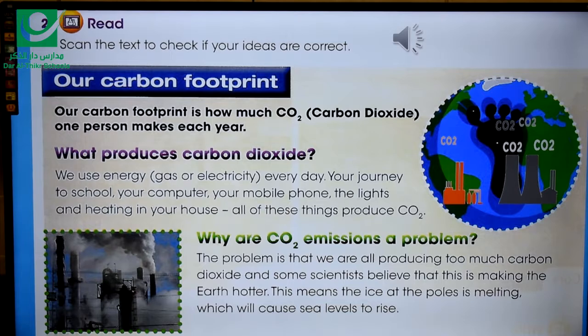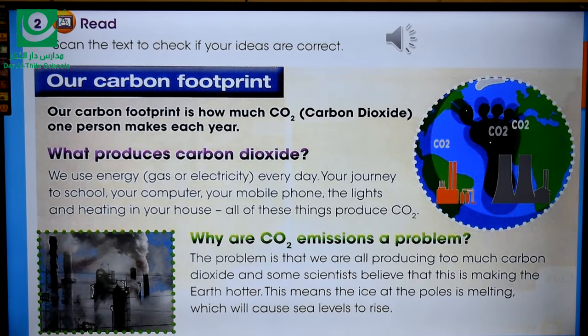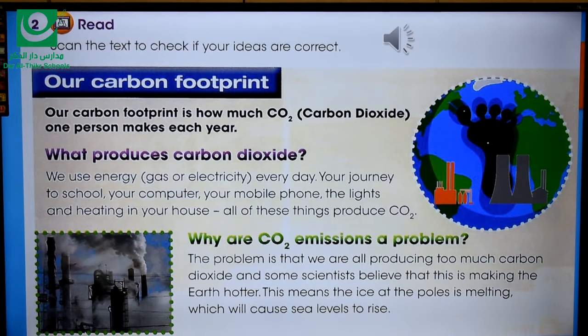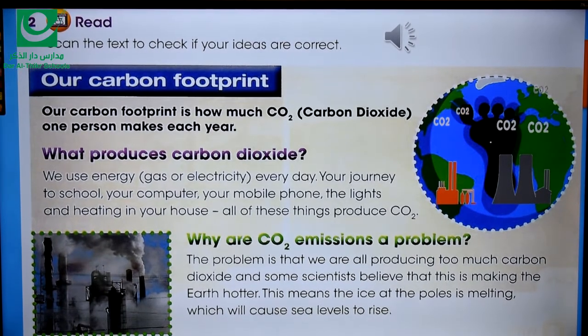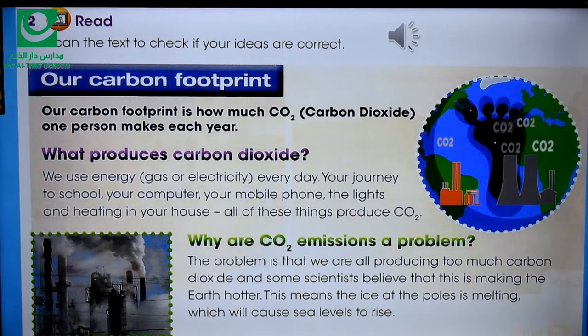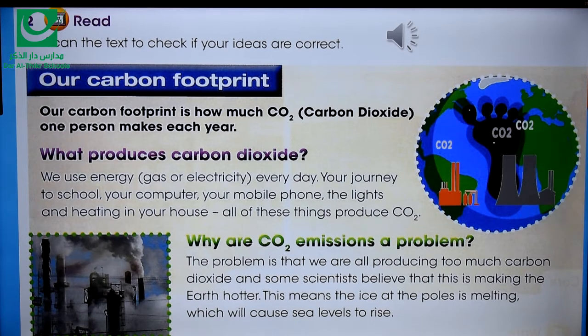So we are going to apply it here. I want you to scan the text to check if your ideas are correct. Just do it now. Take your time, pause the video and then resume, okay? Back. Here I'm going to help you to read. It's not only scanning. I brought some listening here. This is going to help you to read for the ones who can't read very well, okay? Read. Scan the text to check if your ideas are correct.